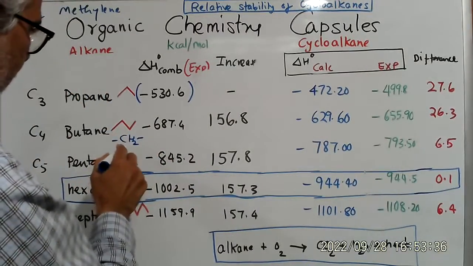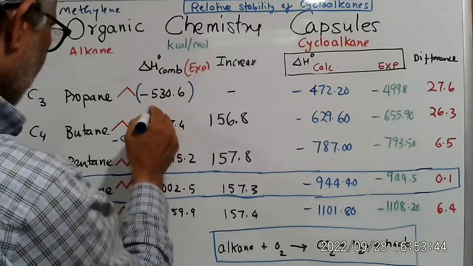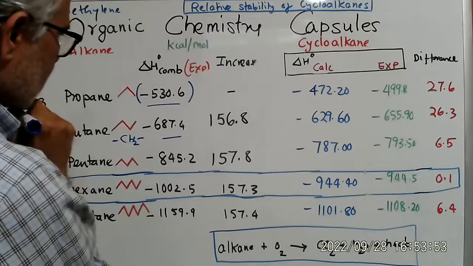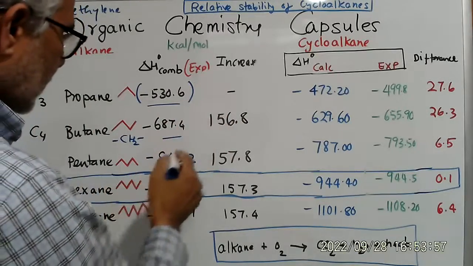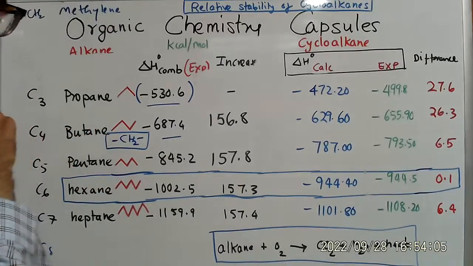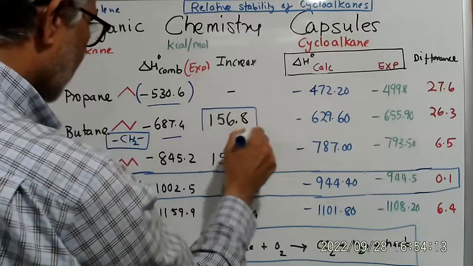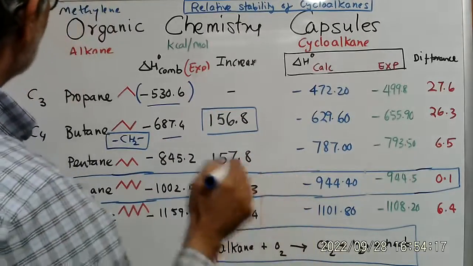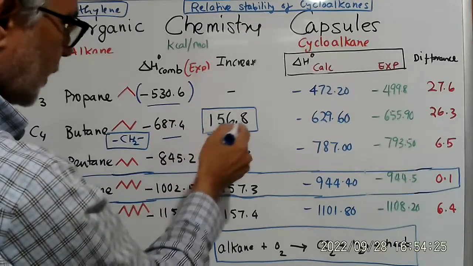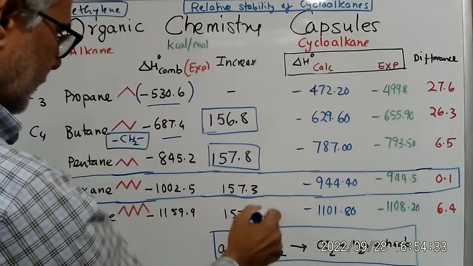So we are trying to find out how much heat is liberated per methylene group. So let's look at it closely. C3 propane liberated that much. C4 butane liberated so much, so many kilocalories per mole of heat. So the difference between these two numbers represents the energy or the heat content of a methylene unit. So going from C3 to C4, the difference per methylene group, that extra CH2, which is called a methylene unit, contributed 156.8. The extra unit in pentane contributed 157.8, 157.3, 157.4, so on.